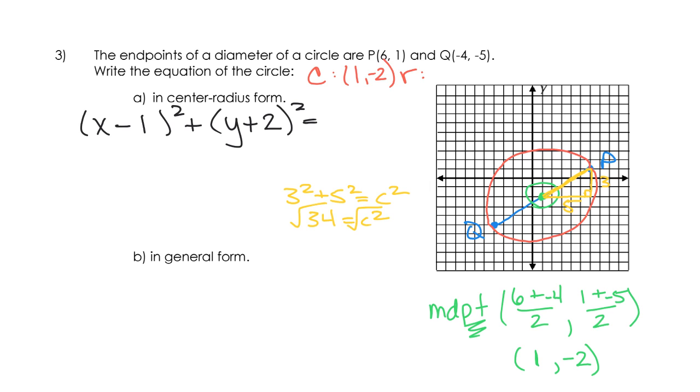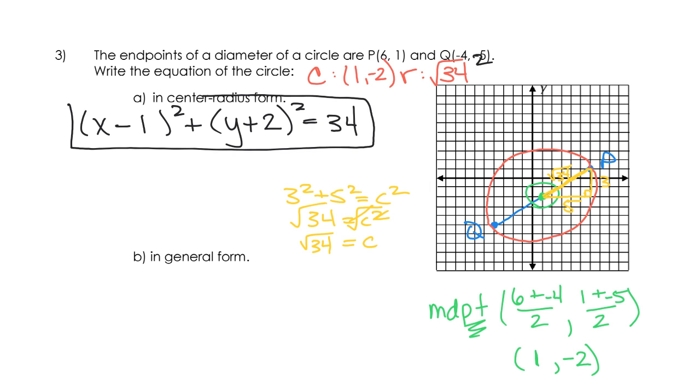We take the square root, and we end up with c equals the square root of 34. 34 is not a perfect square, so we're going to keep it underneath there. So now we can see that our radius is the square root of 34. But remember, when you put it into the circle equation, we square it. So the square and the square root will cancel each other out, leaving us with just a 34. And now we have center radius form.